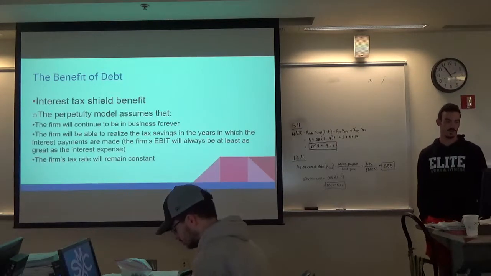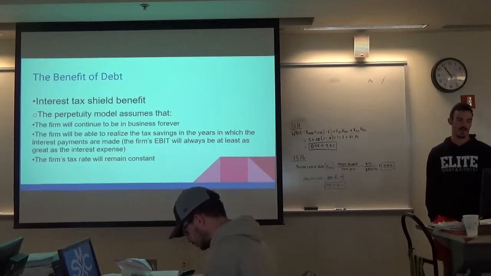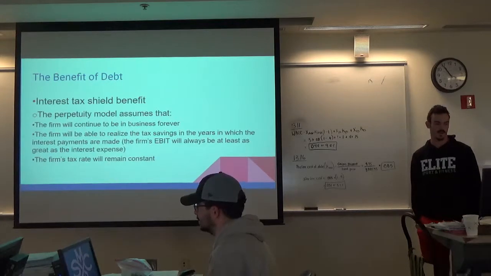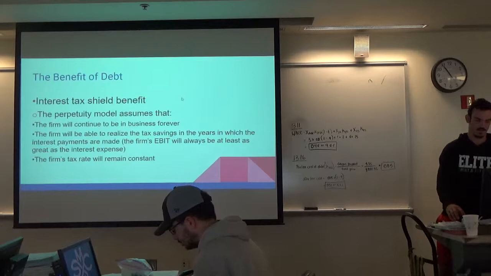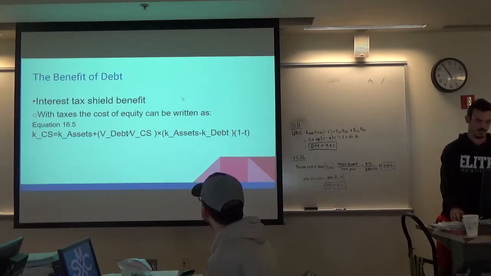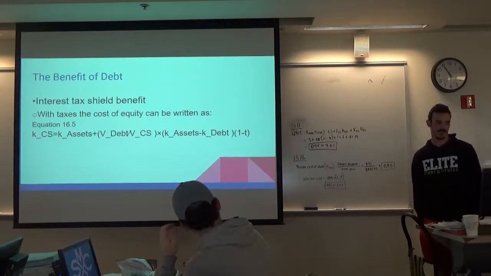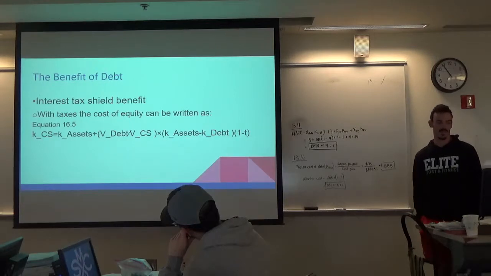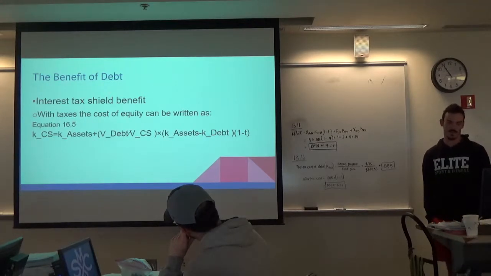The perpetuity model assumes that the firm will continue to be in business forever. The firm will be able to realize the tax savings in the years in which the interest payments are made, and the firm's tax rate will remain constant. With the taxes, the cost of equity can be written as K CS equals K assets plus B debt over B CS times K assets minus K debt, times 1 minus T.